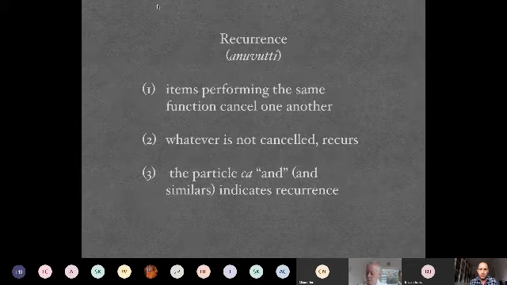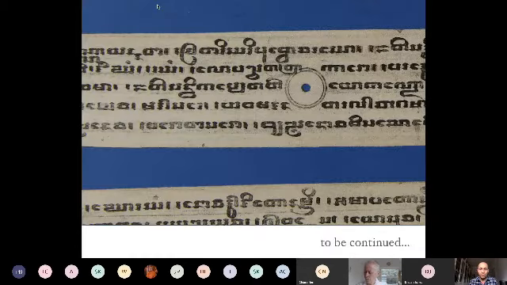So to summarize, recurrence, anubhuti, can be understood in this way. This is the principle: items performing the same function cancel one another, and whatever is not cancelled recurs. And then most of the times the particle cha and similar particles will indicate that there is some recurrence going on.